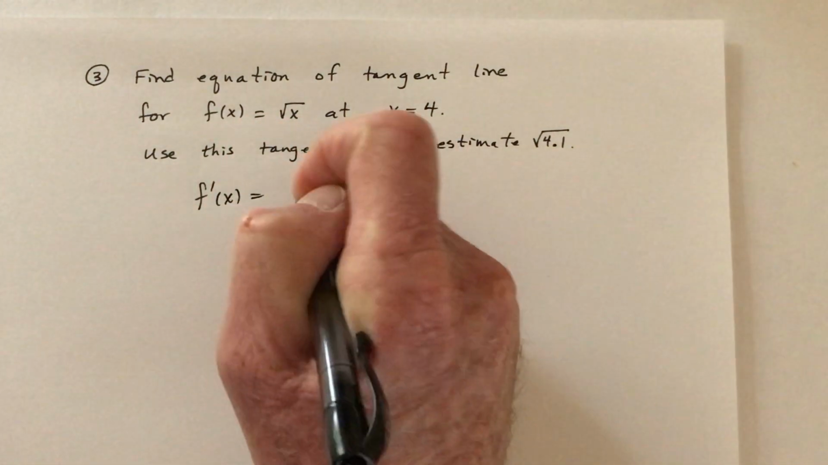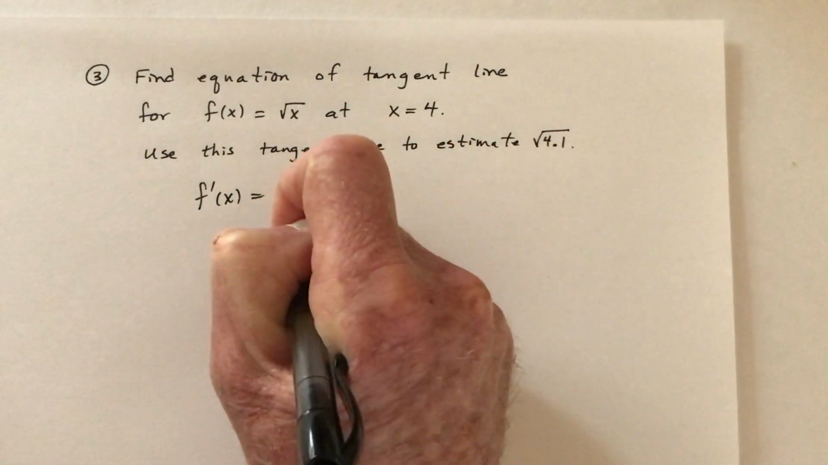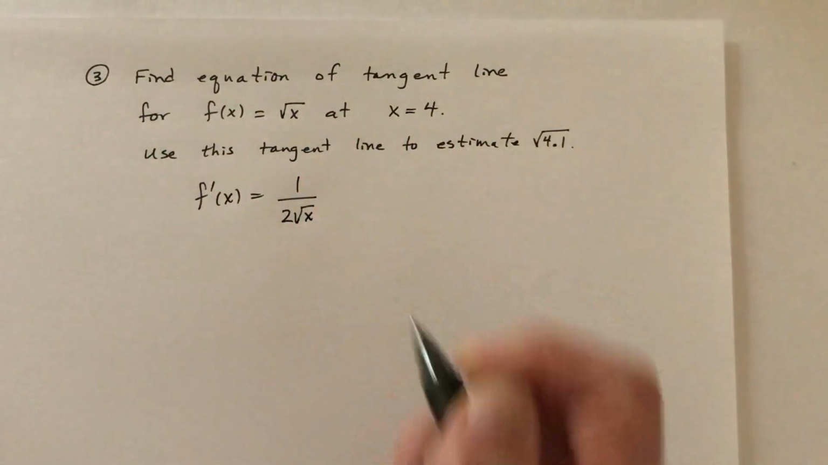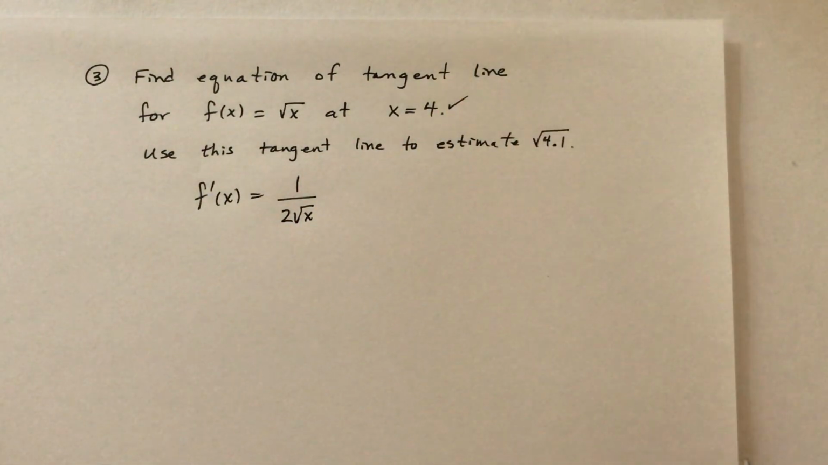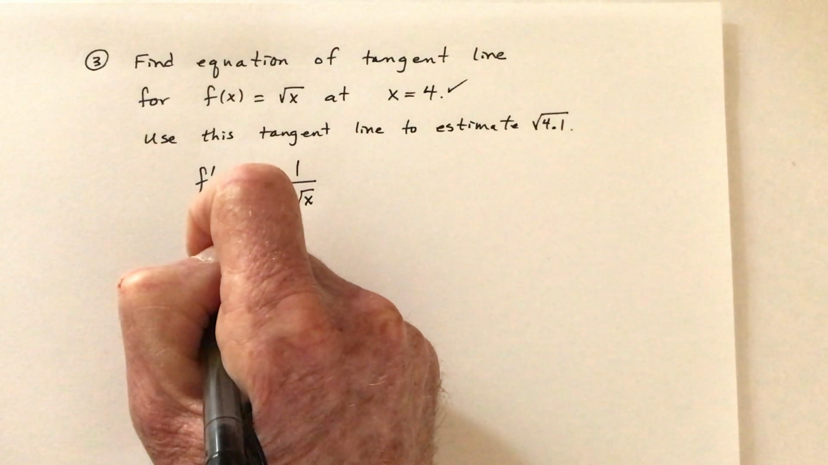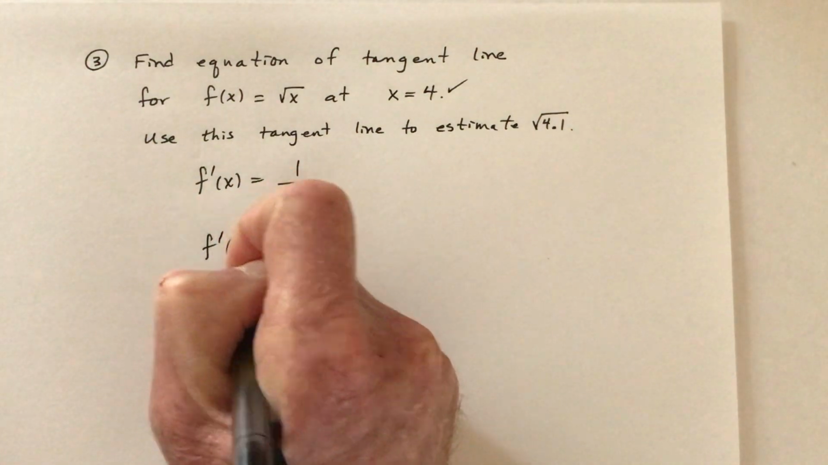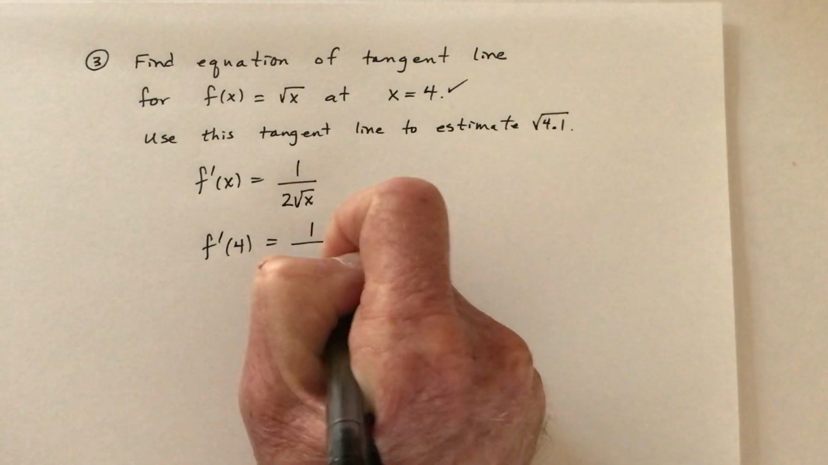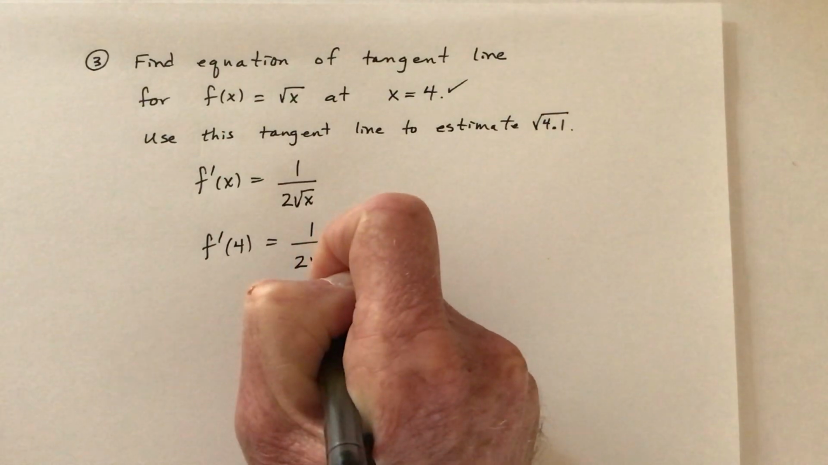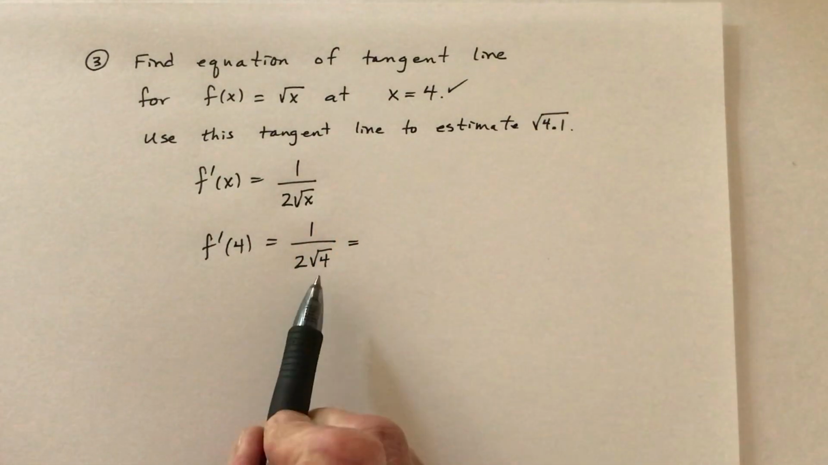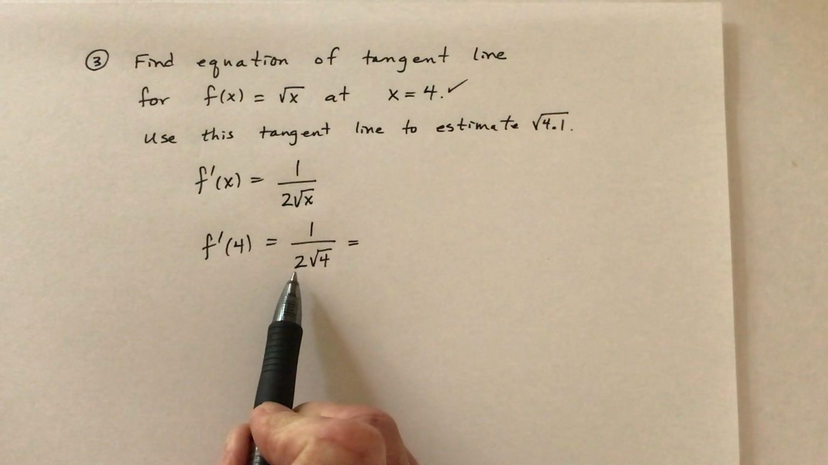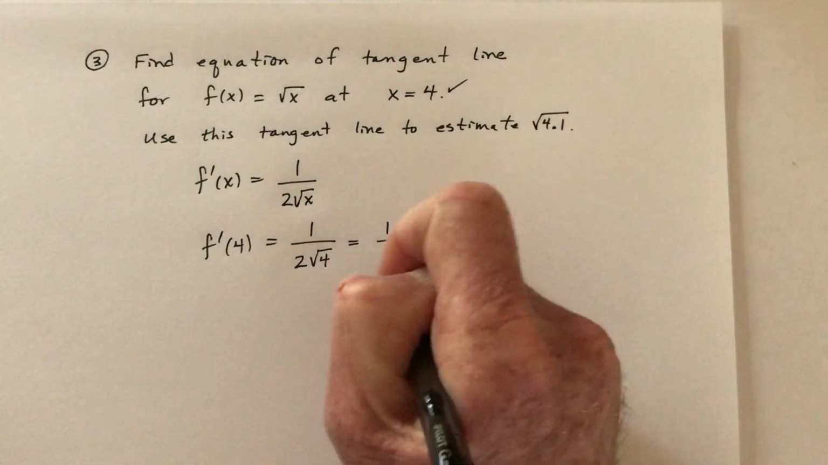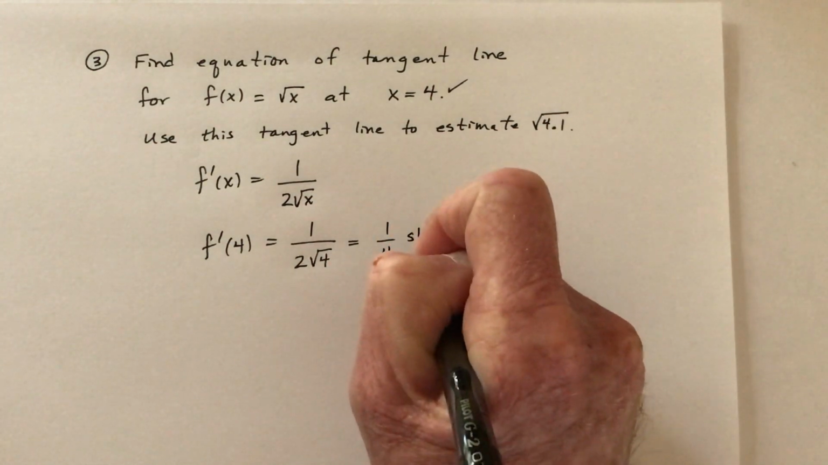So first, the derivative. As you may recall, the derivative of a square root is 1 over 2 times the square root. Now, I just need to plug in 4. So the derivative, when I plug in 4, is going to be 1 divided by 2 times the square root of 4. So this would be a 2 times 2 is 4. So it's going to be 1/4 is the slope.